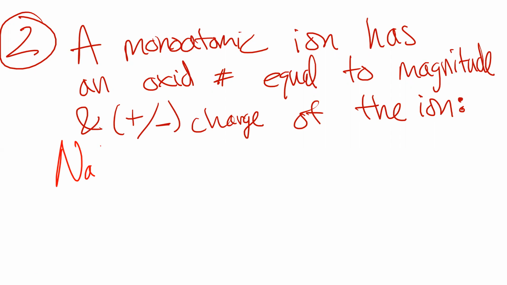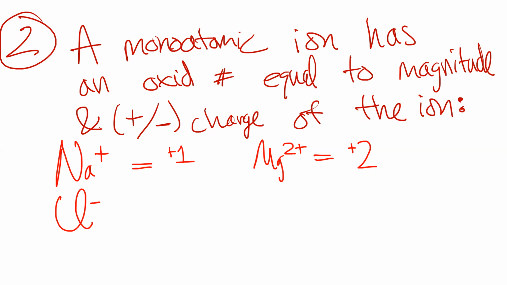So, sodium 1 plus equals an oxidation number of positive 1. Magnesium 2 plus has an oxidation number of positive 2. See the difference. The charge is 1 plus, the oxidation number is positive 1. 2 plus is the charge, the oxidation number is positive 2. Chlorine 1 minus is an oxidation number of negative 1. Phosphorus 3 minus, so the phosphide ion, has an oxidation number of negative 3. Okay?